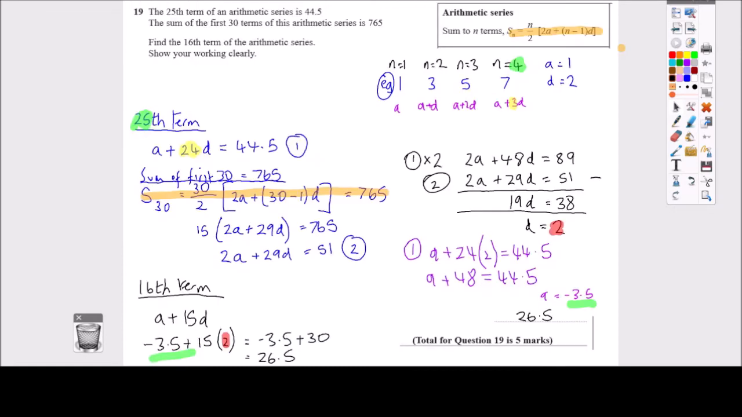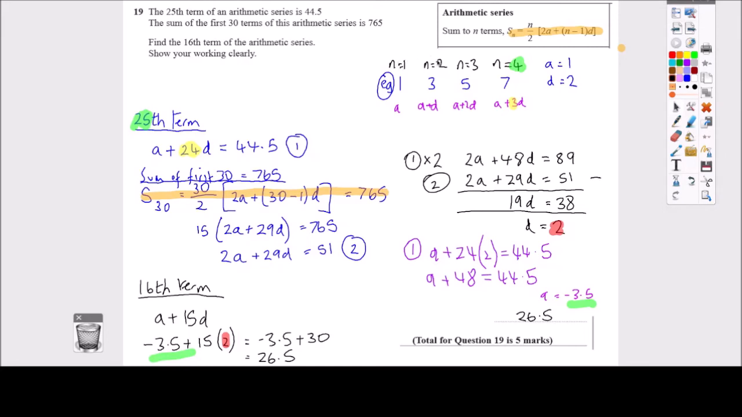Question 19. The first sentence tells us that the 25th term of an arithmetic series is 44.5. Now, if it's the 25th term, that's when it's a plus 24d. There's always one difference between the number of d's and the position in the sequence. Now, if you're not clear on that, let me just run you over a basic revision of how an arithmetic sequence works for this bit.